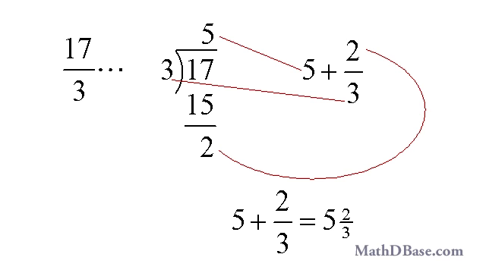The quotient indicates that 17 objects can be placed into 5 groups with 3 objects in each, and the remainder represents an incomplete 6th group with 2 of 3 objects.